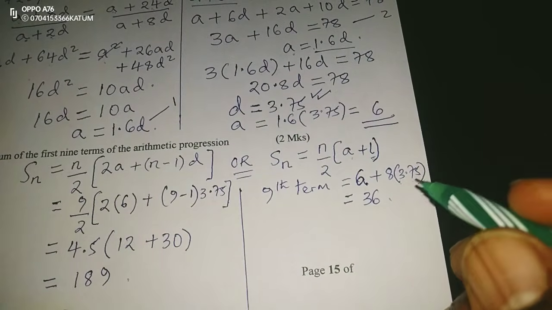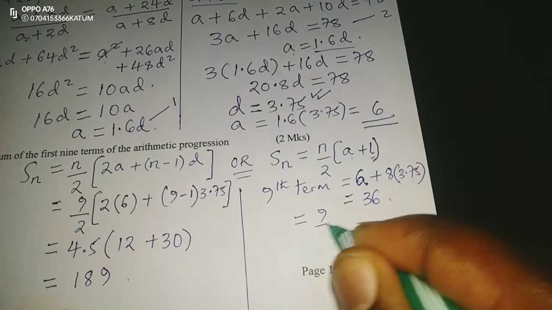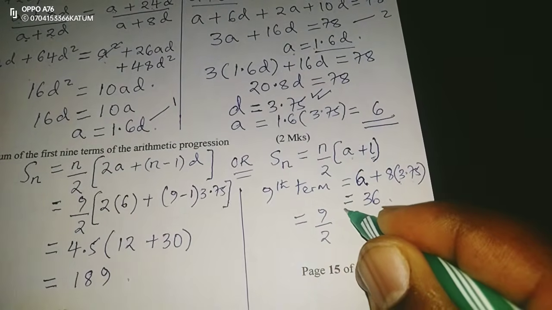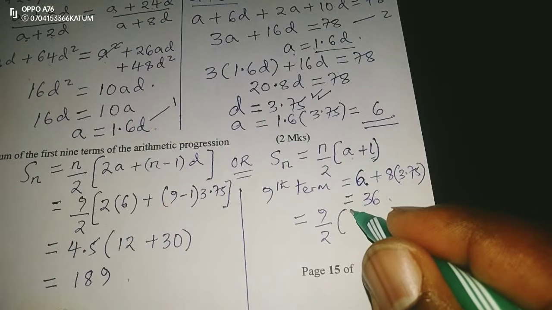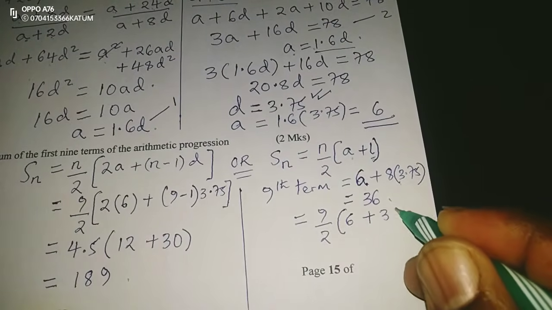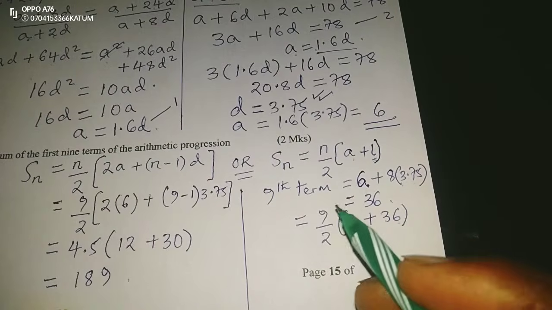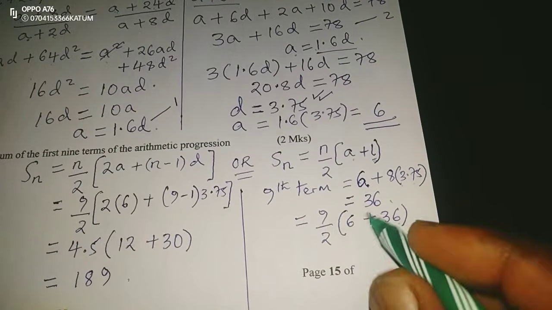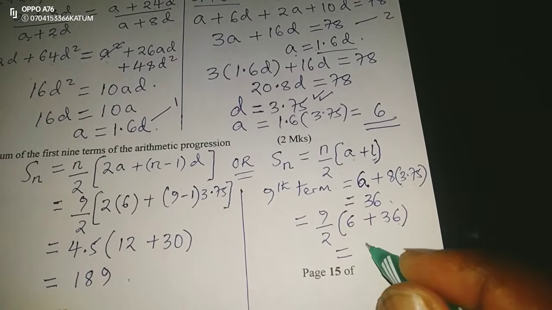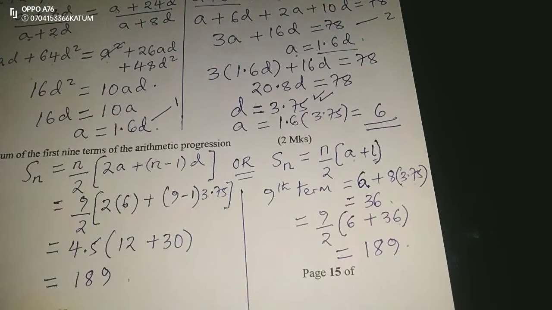That means now we can use our formula n over 2 into the first term, which is 6, plus the last term, which is 36. This is going to be 42 times 4.5. This is going to give us exactly 189.